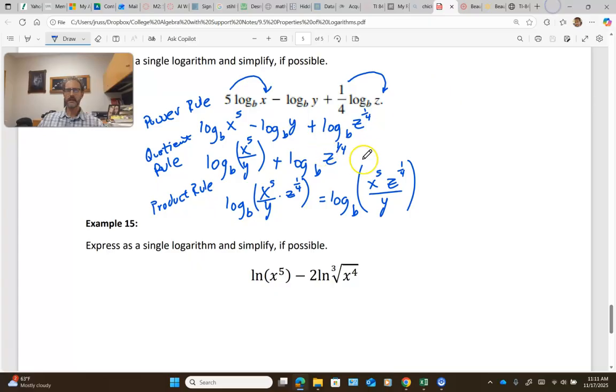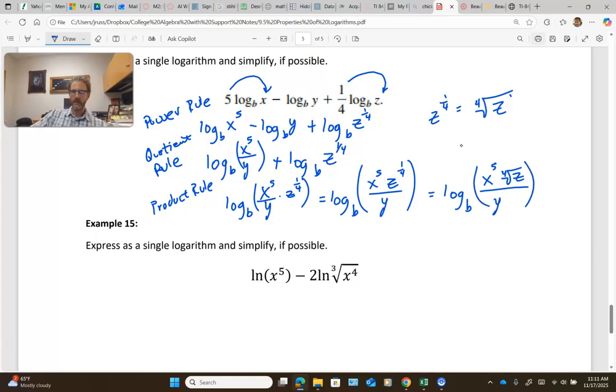And there's one last thing I can do here. Can't really simplify this much, but I can re-express z to the 1/4 using a radical. If you remember, that will become the 4th root of z to the 1st, or just the 4th root of z. So I can re-express this as log base b of x to the 5th times the 4th root of z all over y.